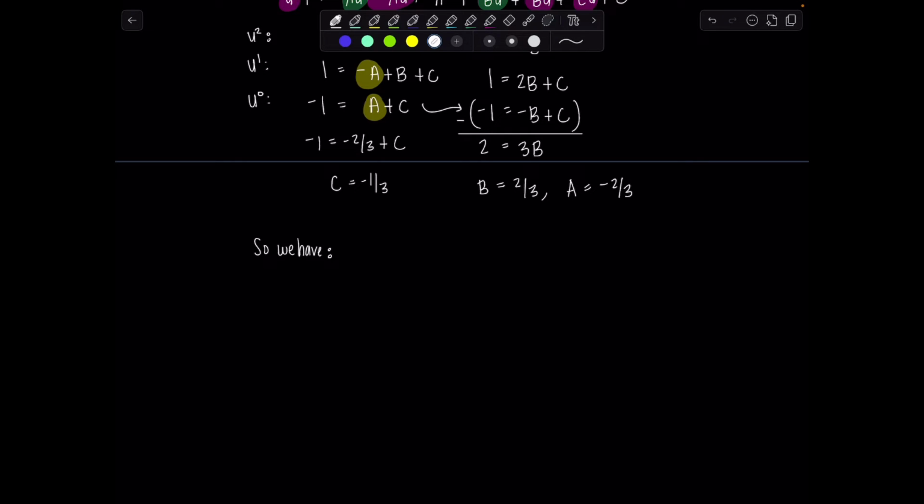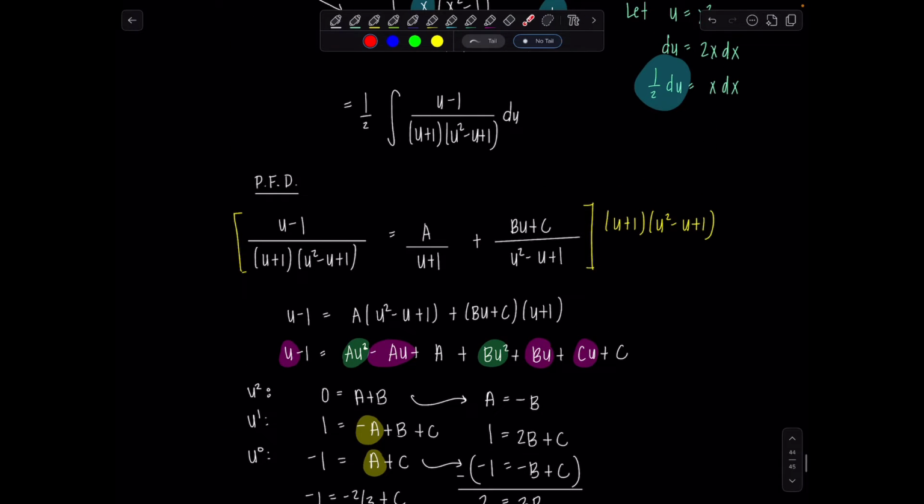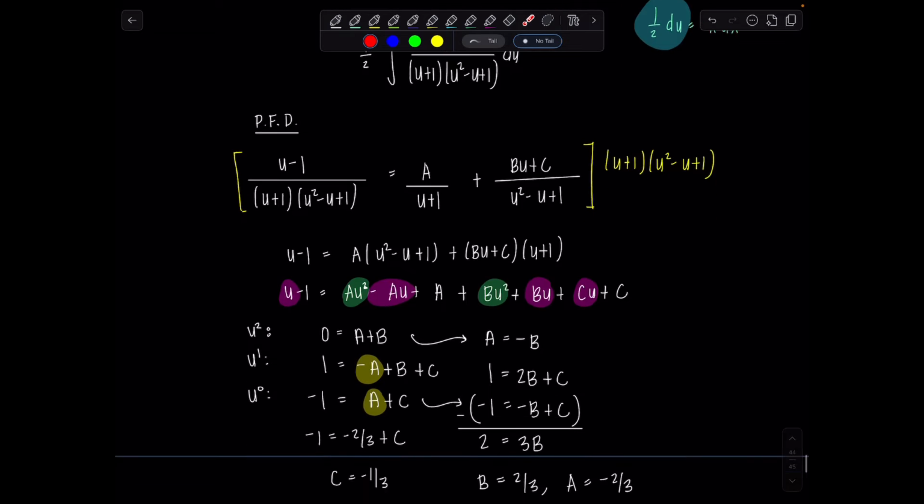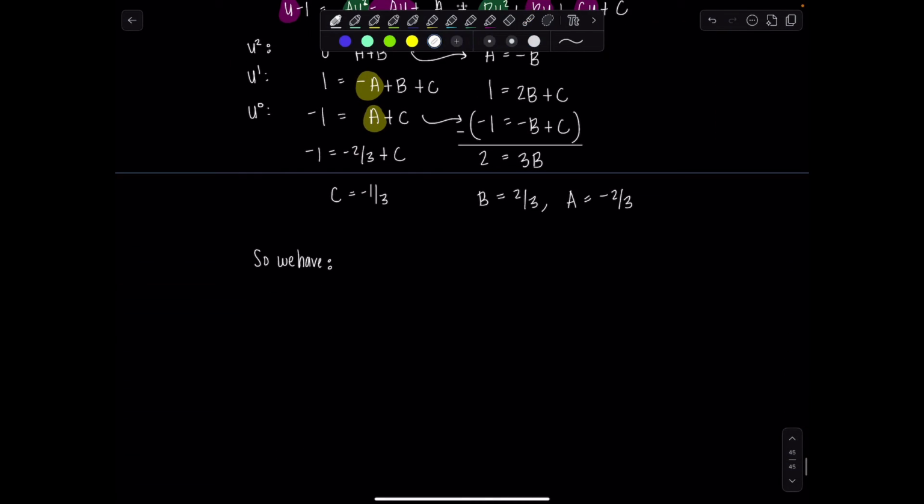You could see if we had the 1/2, then A, B, and C would be a little different. Remember the 1/2 that I left outside? So it's really up to you what you want to do. But from here, let me just rewrite everything. We've got 1/2 sitting outside. A over u plus 1, so negative 2/3 over u plus 1, plus Bu plus C, so 2/3 u minus 1/3 over u squared minus u plus 1. All of this du.